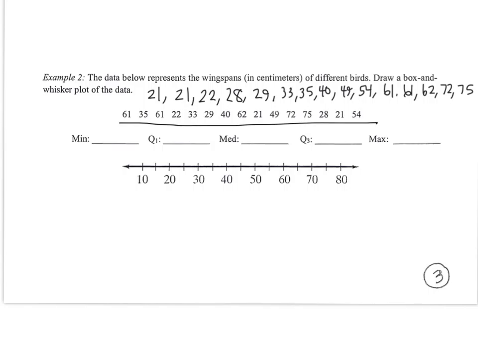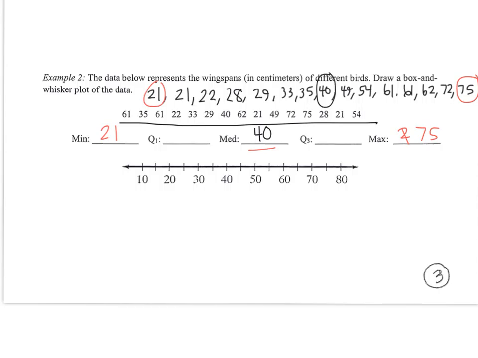Okay, so I wrote these numbers in order from least to greatest. So now it's easy for me to see what the minimum and the maximum number are. So I fill those in. Then I want to find the median. So the median is the middle number. So I'm going to count 1, 2, 3, 4, 5, 6, 7, 8, 9, 10, 11, 12, 13, 14, 15. So if there's 15 numbers, it's an odd number. There's going to be a middle number. So the middle number is going to be the 8th number. So I count 1, 2, 3, 4, 5, 6, 7, 8. So the median is this 40.